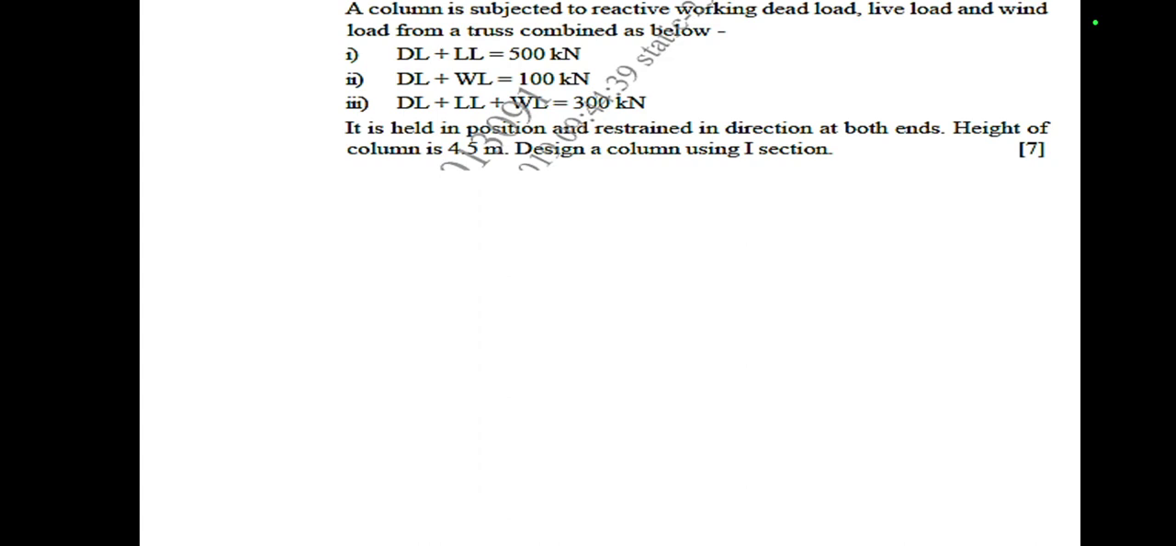So this is our statement for the design of a column, and in the numerical they have mentioned that we have to utilize I section. In the numerical there are three types of loading given. These are the loading conditions. First one is dead load plus live load, 500 kilonewton. Second one is dead load plus wind load, 100 kilonewton. Third one is dead load plus live load plus wind load, which is equal to 300 kilonewton.